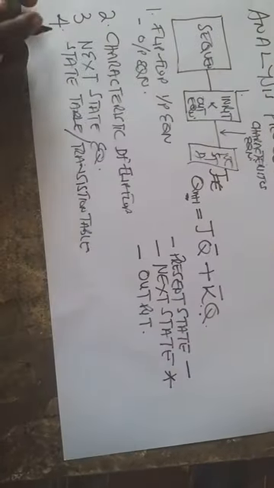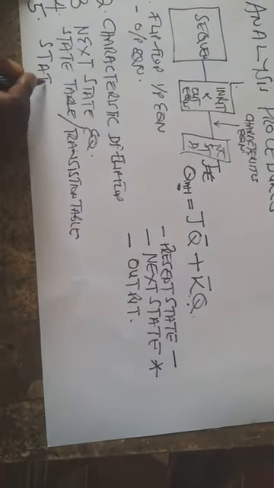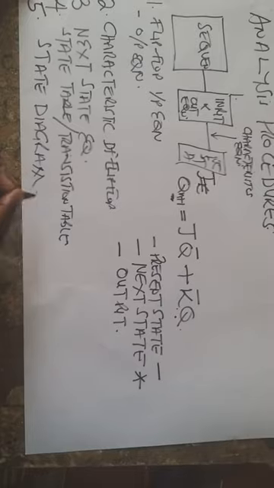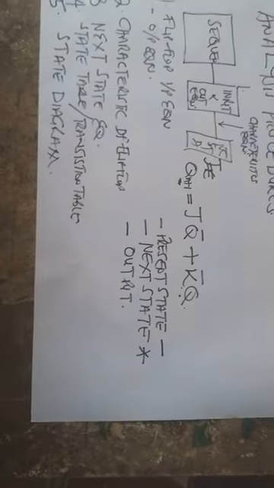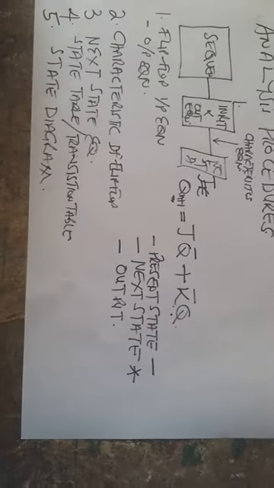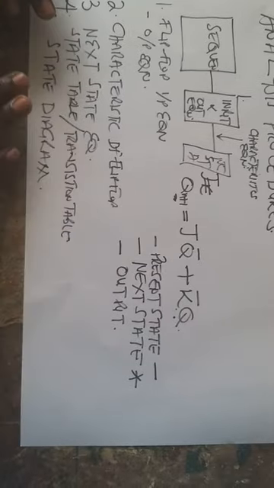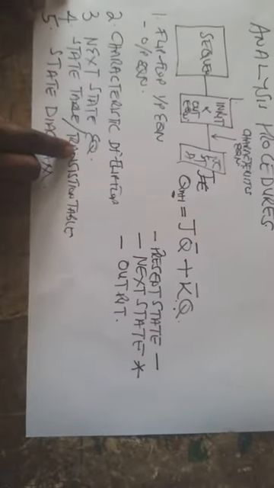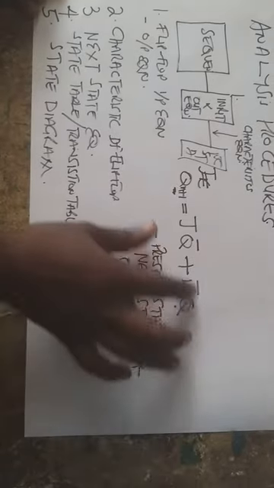Now, the final thing we do is the state diagram. That is the final thing we do while we analyze a sequential circuit. There's a relation between the state diagram and the state table. All we are doing is representing what we have on the state table graphically. We are now drawing it.